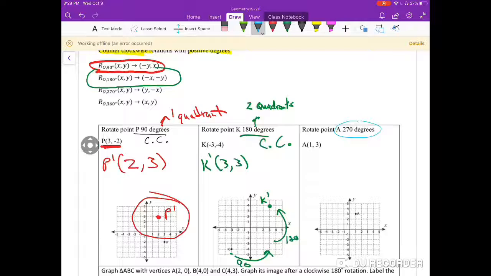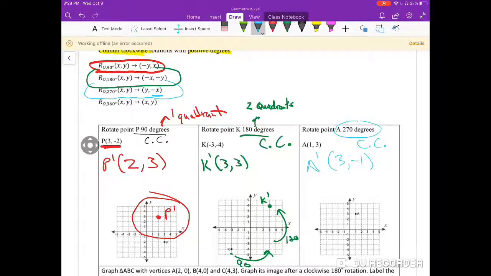Again, it doesn't specify what direction, so if it doesn't specify, that means I can use my formulas. So this is a counterclockwise rotation, 270 degrees. And if you look, I'm going to change the sign of the x value and switch the order. So I start with 1, 3. I'm going to change the 1 to a negative, and then I'm going to switch the order. So A prime is going to be 3, negative 1.